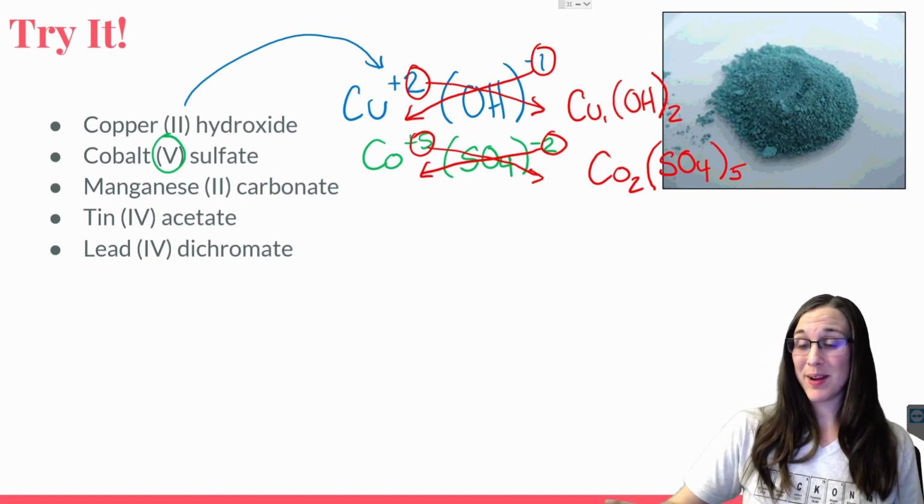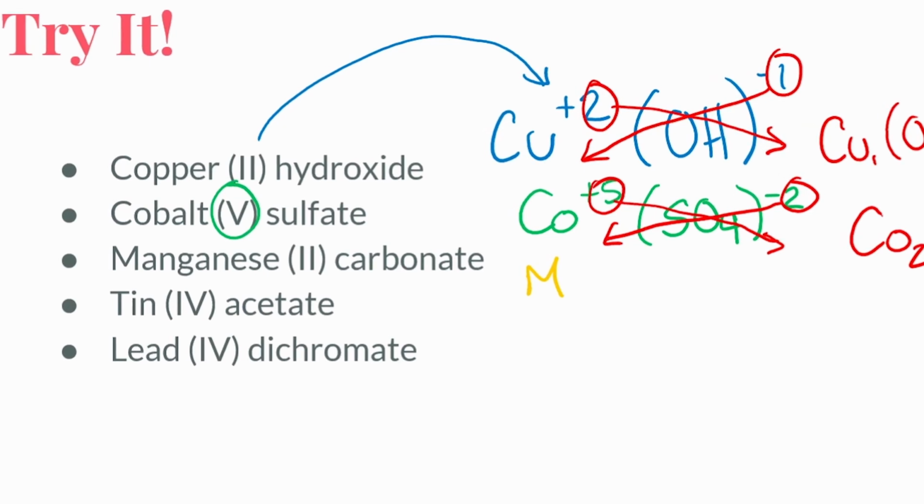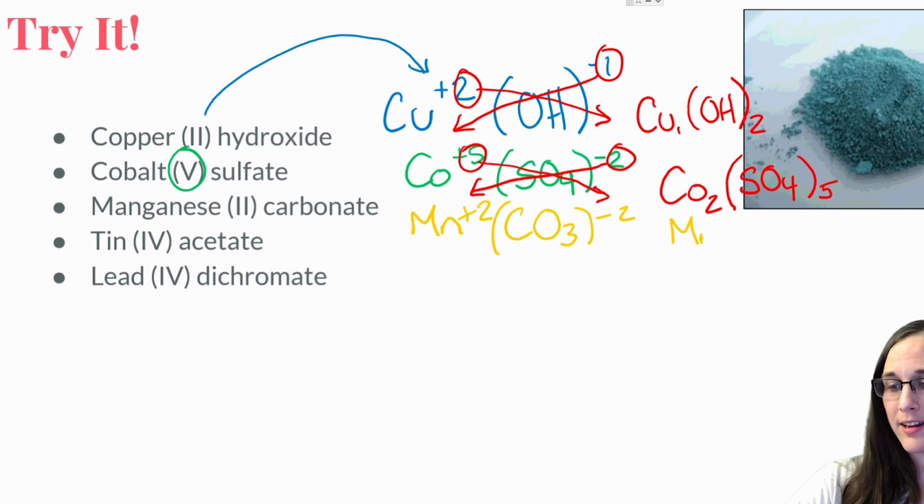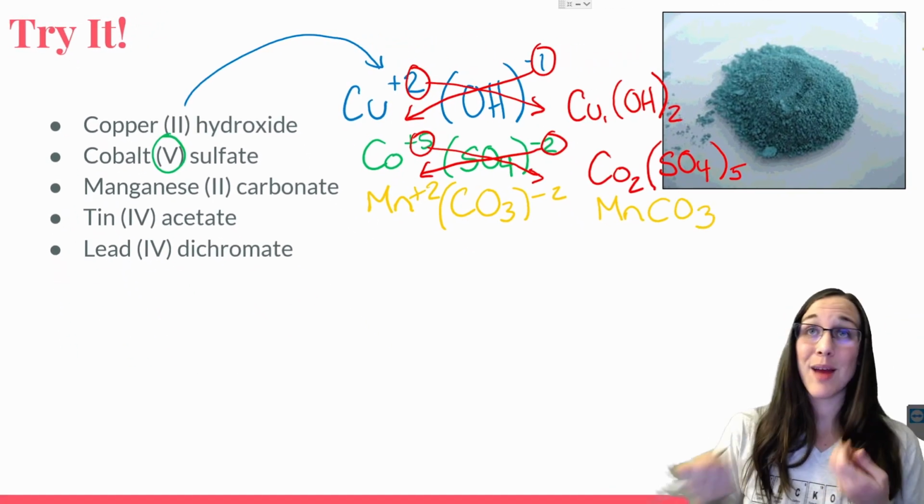Manganese 2 carbonate. We have Mn, and the Roman numeral tells us that it's a charge of +2, so +2 for our manganese. And carbonate, CO3, the whole cookie is -2 charged. In this case, we have it pretty easy because 2 minus 2 just gives us 0, so we just have to put those two together, MnCO3, and we're all done.